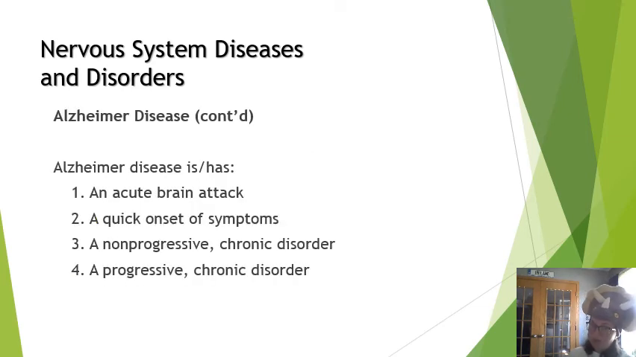Pop quiz. Alzheimer's disease is it an acute brain attack, a quick onset of symptoms, a non-progressive chronic disorder, or a progressive chronic disorder? The answer, it is a progressive chronic disorder. There is nothing quick about Alzheimer's disease.